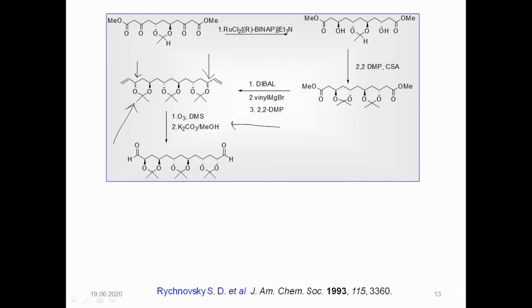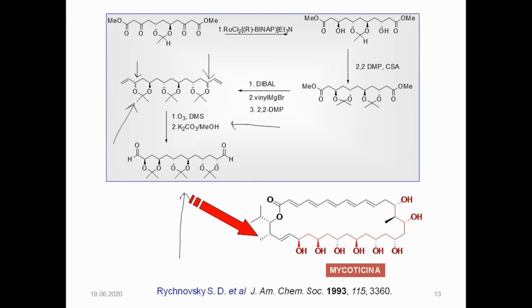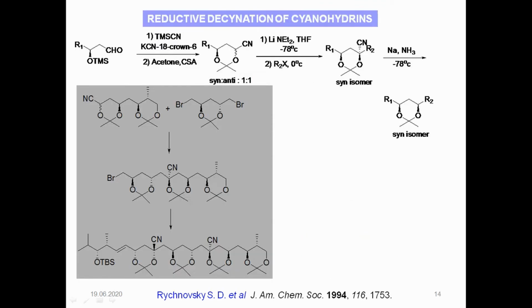This methodology was used by Rychnovsky in the synthesis of mycotoxin. In the same way, Rychnovsky used reductive decyanation of cyanohydrins. You see here, first Rychnovsky is using TMS cyanide. So you will get the cyanoalcohol first. Then the diol is protected using acetone and CSA. You will get syn-anti 1:1.